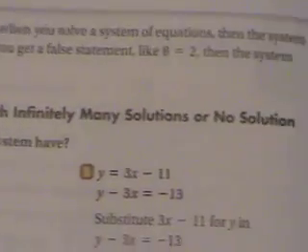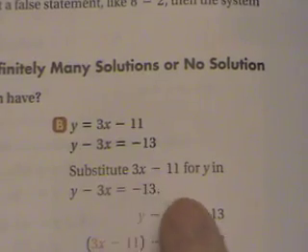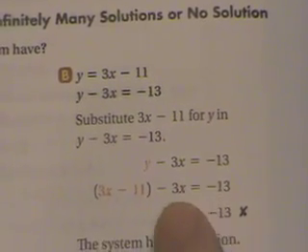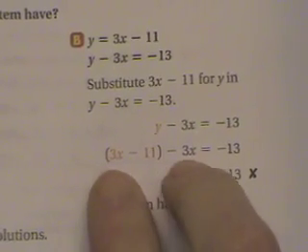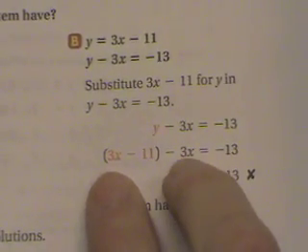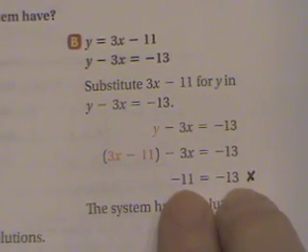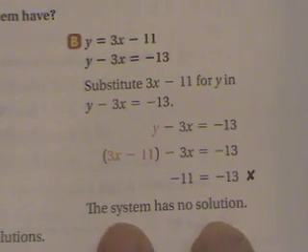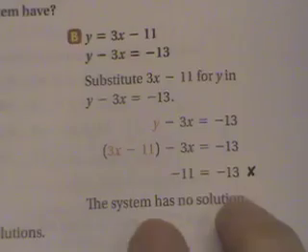On the other hand, if you are working through a system of equations, and you do your substitution, and you end up with a situation like this, where, in this case, 3x and negative 3x cancel out, and you're left with negative 11 equals negative 13, which you know is not right, that means this system has no solution. I wonder why a system might have no solution.